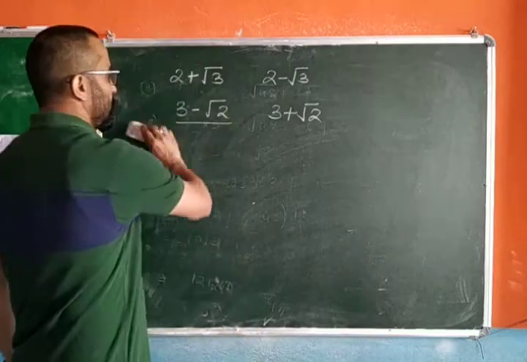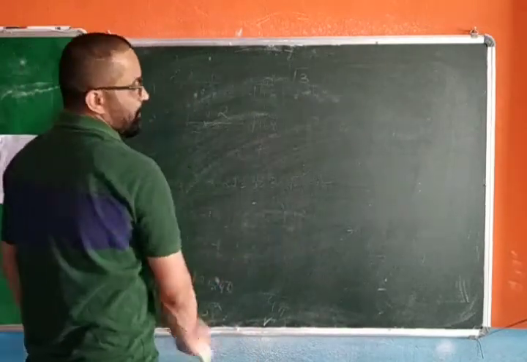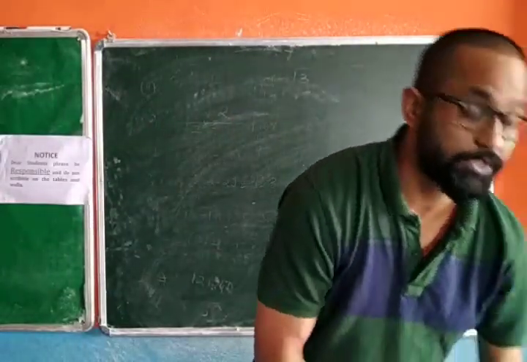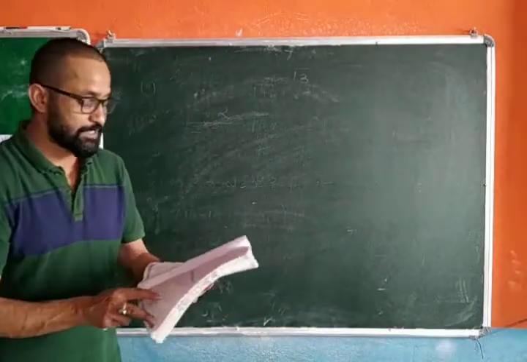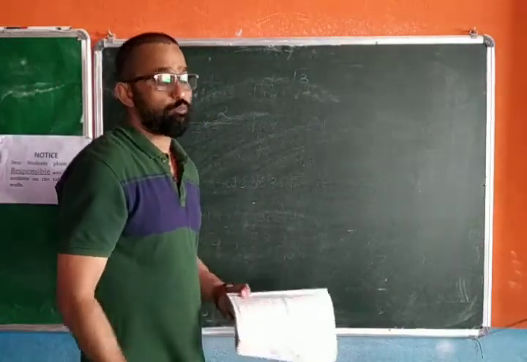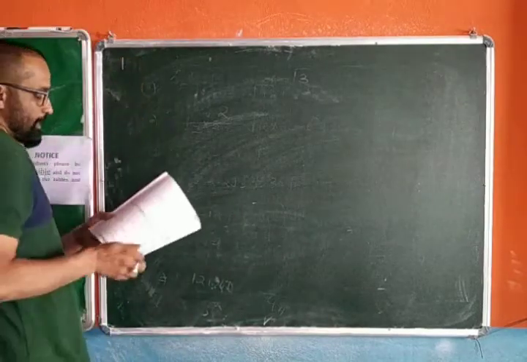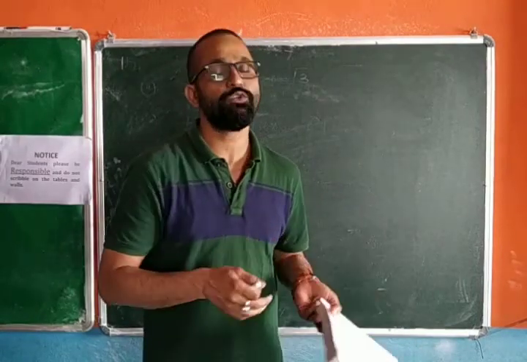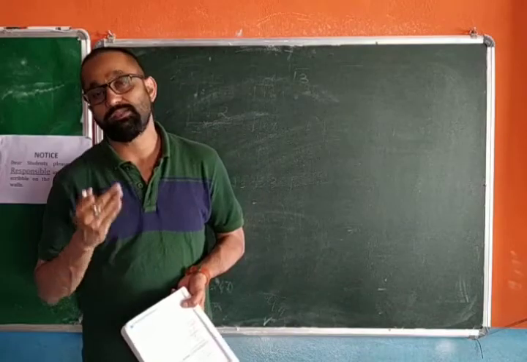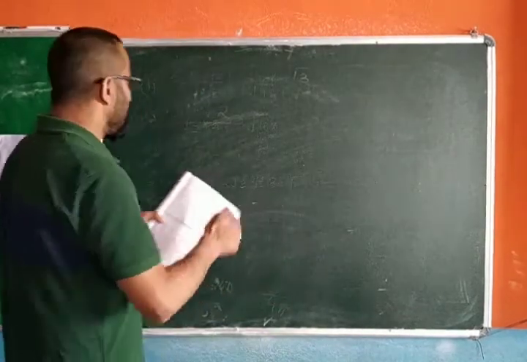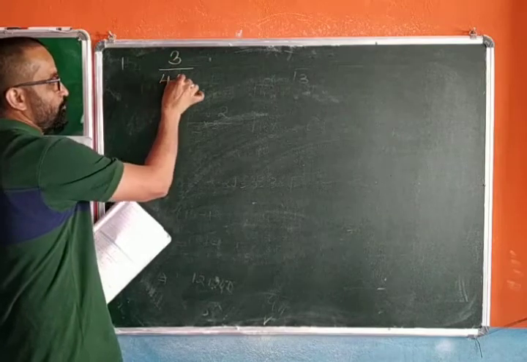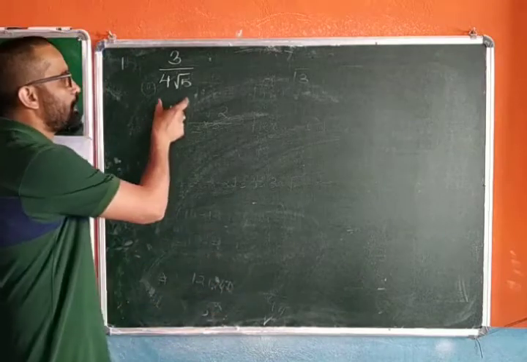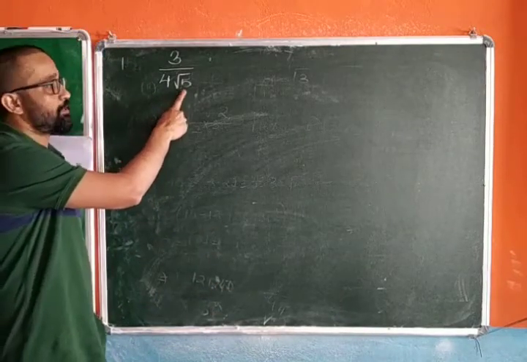So let's continue the exercise. It's a very easy exercise. So let's do the sums from the exercise. Exercise 1.5. The question says rationalize the denominator of the following. And as I told you, we always rationalize the denominator. So you have 3 by 4 root 5. Look at this. We have 4 root 5 at the denominator.